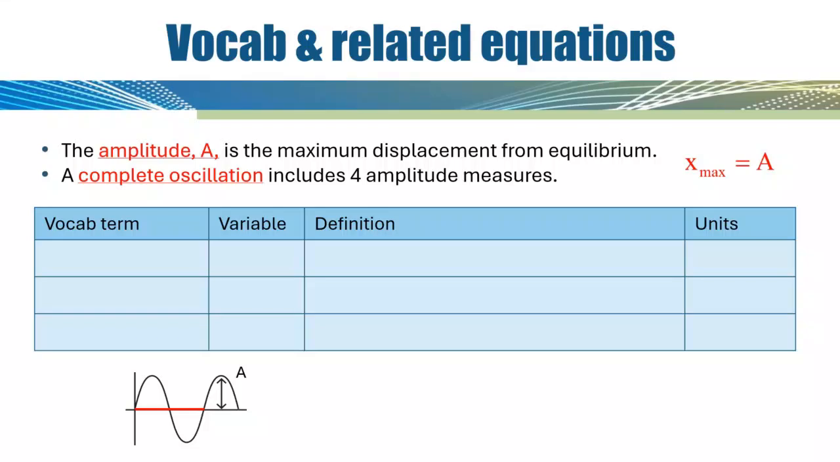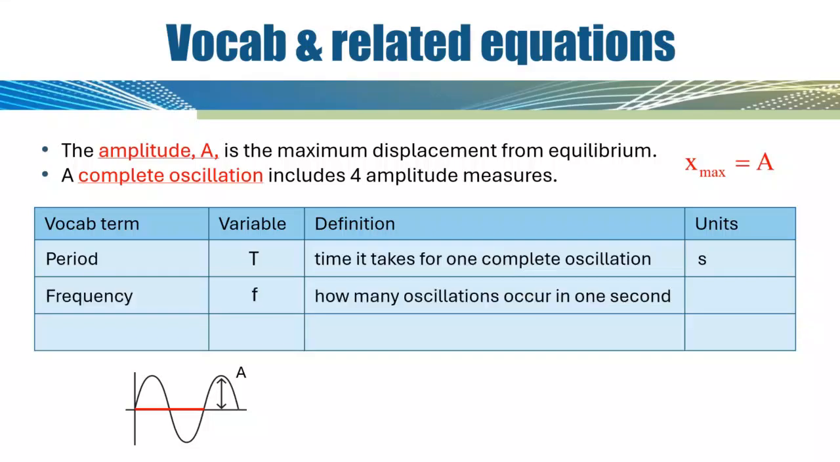Next, let's look at 3 variables that are closely related. The first is period, and this is the same variable capital T that we learned about in circular motion. Period is the time for one complete something. So in this unit, it's the time for one complete oscillation, and period is measured in seconds. Next is frequency, f. Frequency is how many oscillations occur in 1 second. So period and frequency are reciprocals of one another. Period is how many seconds for one oscillation, and frequency is how many oscillations in 1 second.